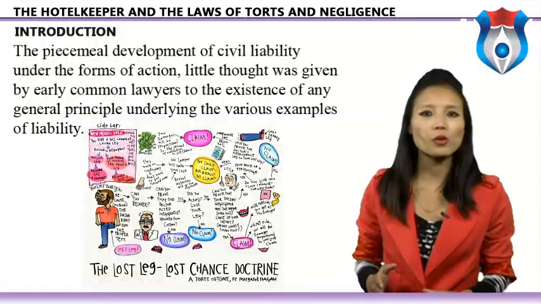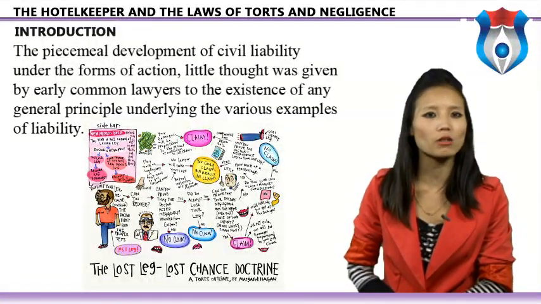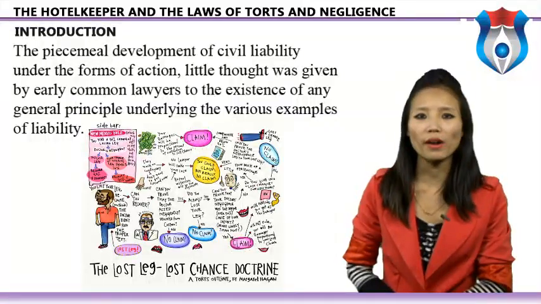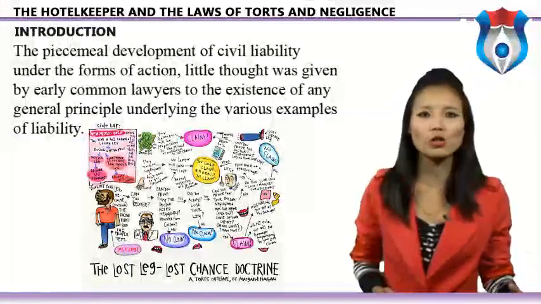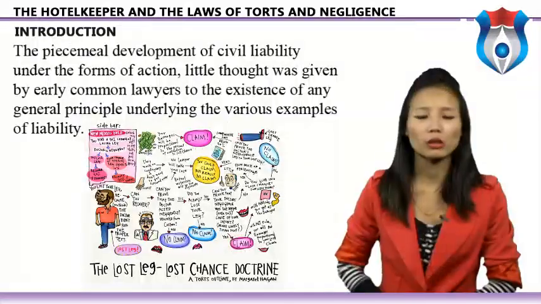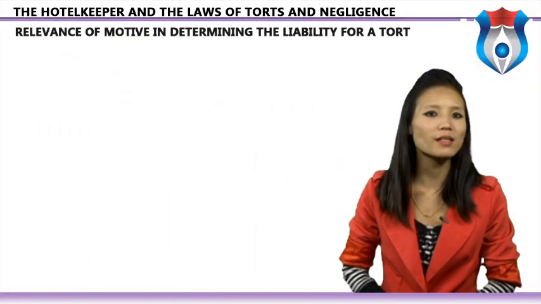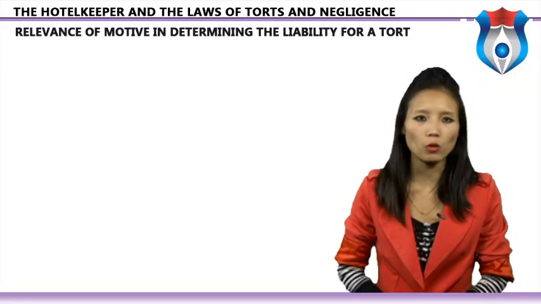Similarly, the authors of Digests and Abridgments, early types of practitioner texts, were concerned only to provide examples of factual situations where liability had been held to exist and to state the correct form of action in which to plead those facts. Let us now discuss the relevance of motive in determining the liability for a tort.